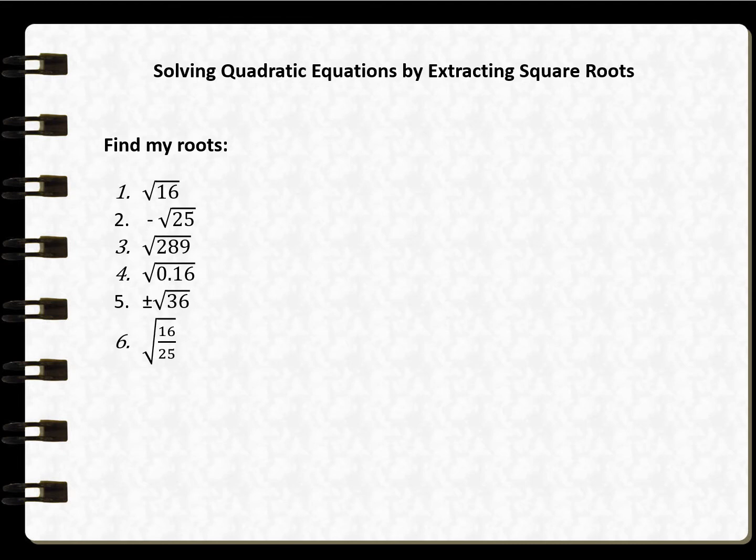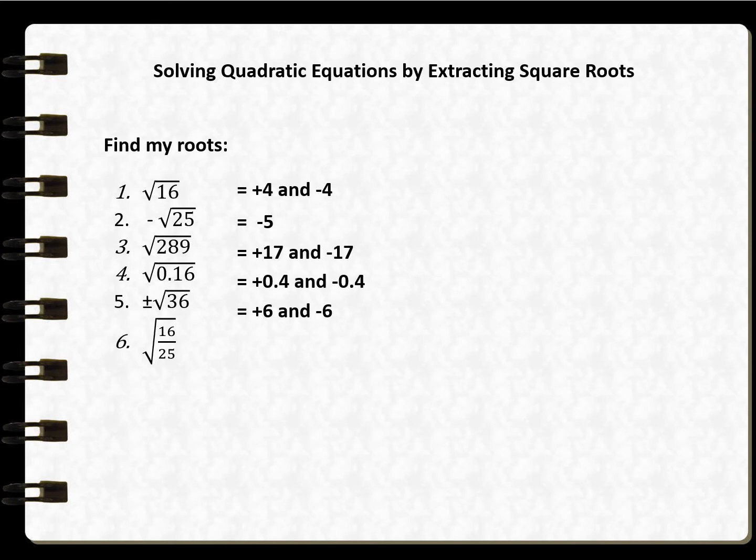So, what do you think is the answer in number 1? If your answer is positive 4 and negative 4, that is correct. Number 2, the correct answer is negative 5. Number 3, the correct answer is positive 17 and negative 17. In number 4, the correct answer is positive 0.4 and negative 0.4. Number 5, the correct answer is positive 6 and negative 6. And in number 6, the correct answer is positive 4 over 5 and negative 4 over 5.